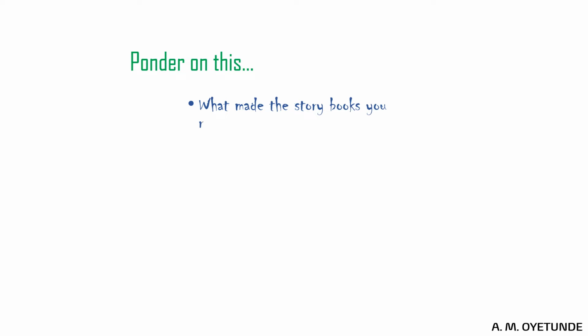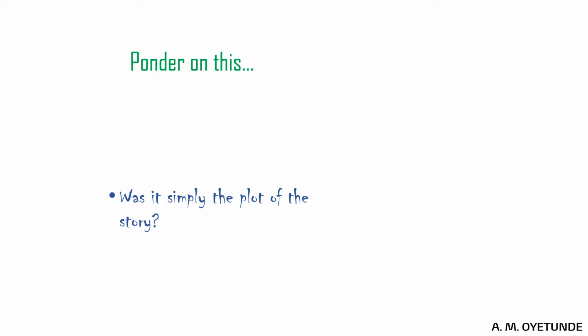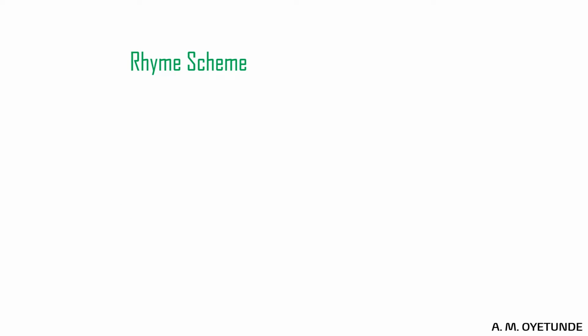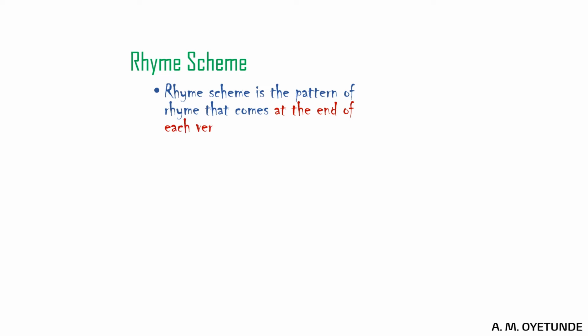Did you ever wonder what made the storybooks you read growing up so catchy and interesting? Did you think it was simply the plot? Well, come along and let's learn more about rhyme scheme. Rhyme scheme is the pattern of rhyme that comes at the end of each verse or line in poetry. So basically, rhyme scheme always comes at the end of each verse or line in a poetry.